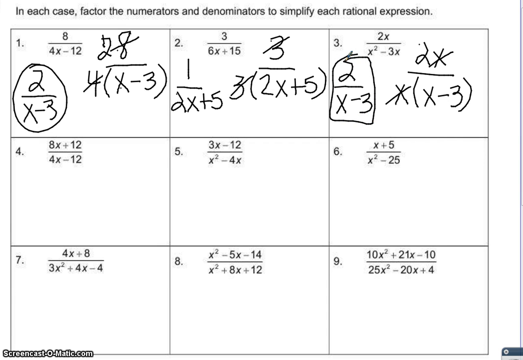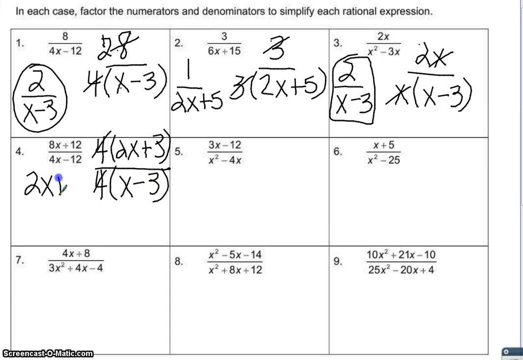Okay, let's look at number 4. Now number 4, I'm going to have to factor both the numerator and the denominator. So the numerator I can factor out a 4. And then in my denominator, I can also factor out a 4, and I'm going to have x minus 3 left. So my 4's will cancel, and then I'm left with 2x plus 3 over x minus 3.